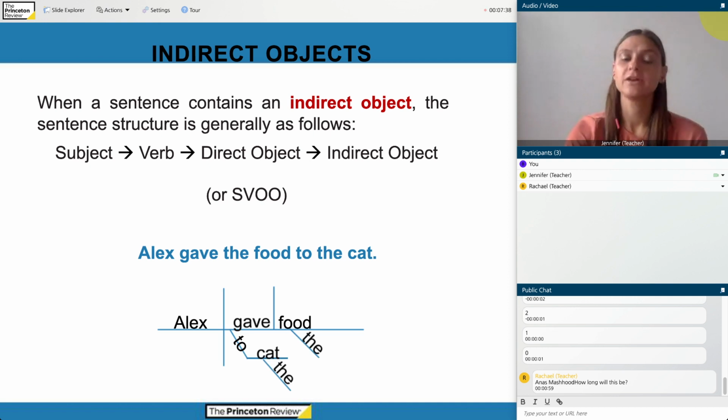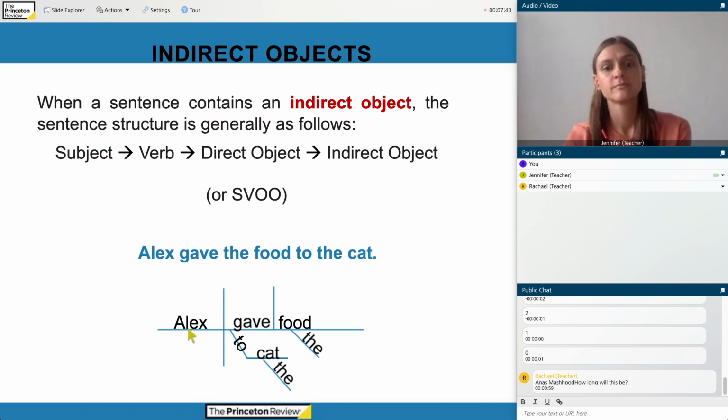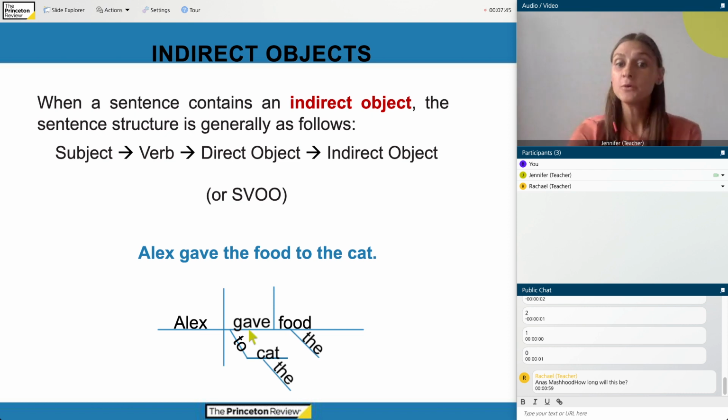Okay, take a look here. Alex, again, is our subject. She is the one who gave, our verb, the food. So now food is what was given. She gave what? Gave food. So we have those first three things. And then again, you've got your definite article, the, down here.